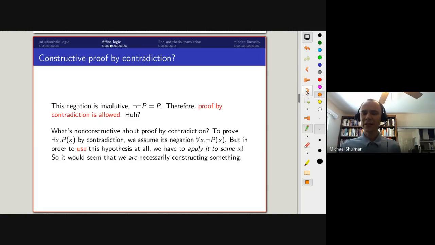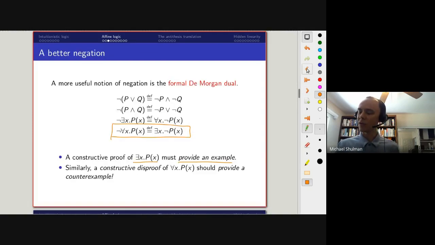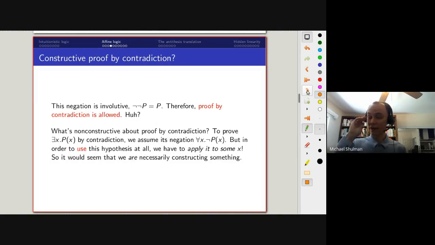But in what sense is it constructive? Yes, it seems like if we do this, then maybe it's going to make things non-constructive because it does satisfy proof by contradiction, right? With these formal De Morgan duals, we just push the negation through, and we push a double negation through, and it trivializes the double negation back to the original formula. So it seems like proof by contradiction would be allowed, but that makes it seem like things are not going to be constructive anymore.